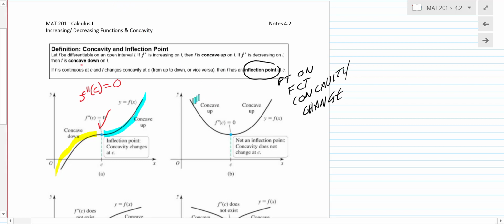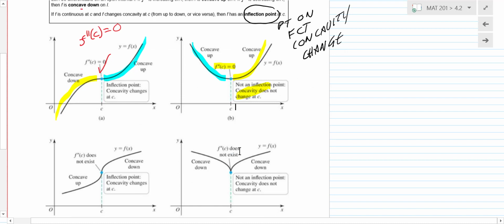This would be the same thing. You're going to go concave up, and you're still concave up right there. That would be a place where the second derivative is 0, but it's not an inflection point. The concavity did not change, so it's not an inflection point. Any place where the concavity changes from one to the other, you're going to have an inflection point.